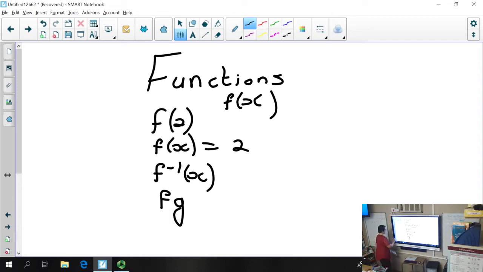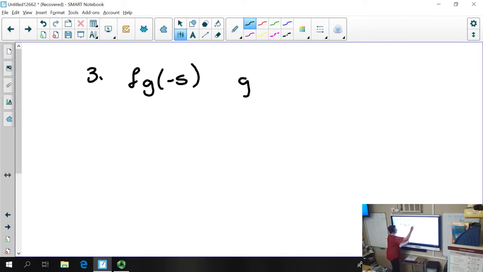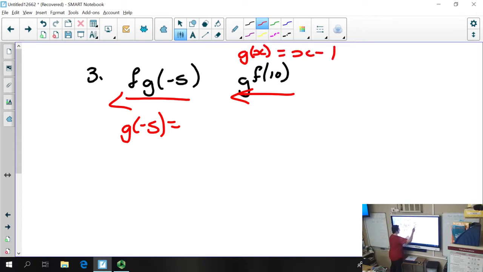We can start there at number 3 now, and that is where we have fg(-5) and gf(10). The big thing here is we work from the right to the left. So you start here with g(-5), and if we substitute it, g(x) was x minus 1. So it is then -5 minus 1, which is -6.